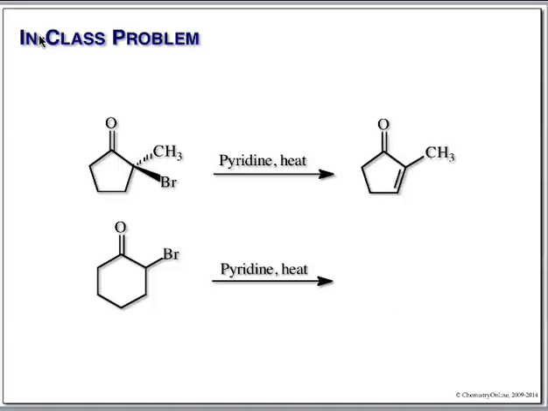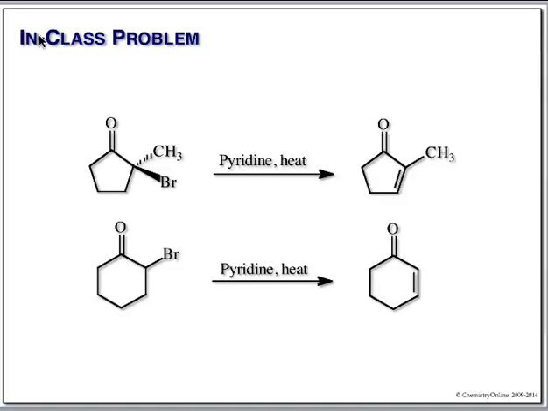Our next one is trivial. There's only one hydrogen, or actually 2 hydrogens, that are available to be pulled off. It'll be a simple elimination to give the cyclohexene. Any questions?